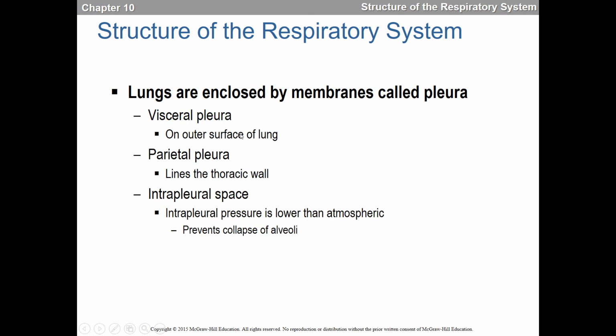Some other things, so there's pleura, and really I just want you to think about that as more or less like a membrane encasing our lungs.